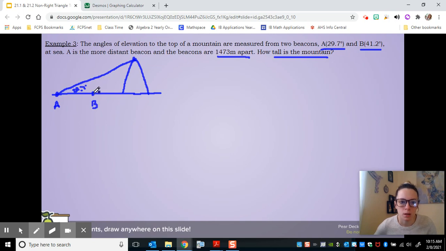From B to the top of the mountain, its angle of elevation is 41.2 degrees. I also know that these two beacons are 1,473 meters apart. That's this distance between A and B. End goal, as if we don't have enough going on in this picture already, is to find the height of the mountain.